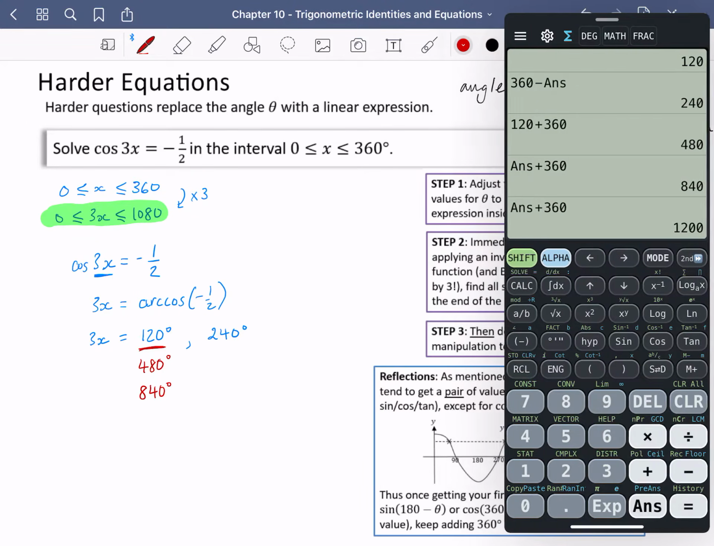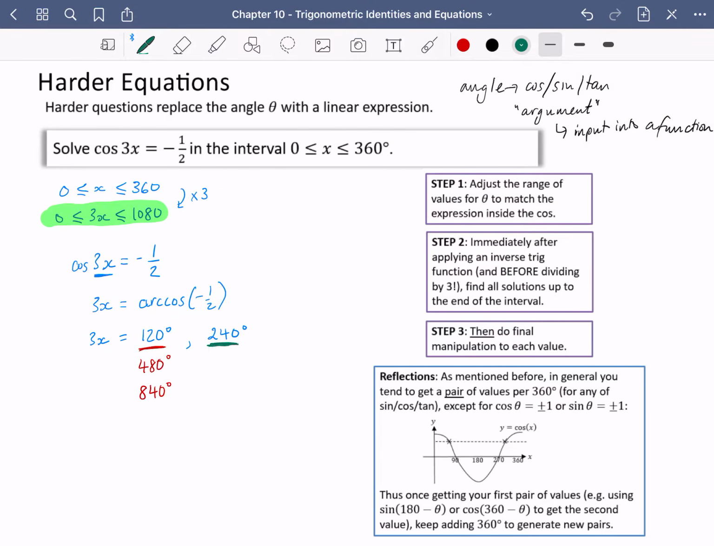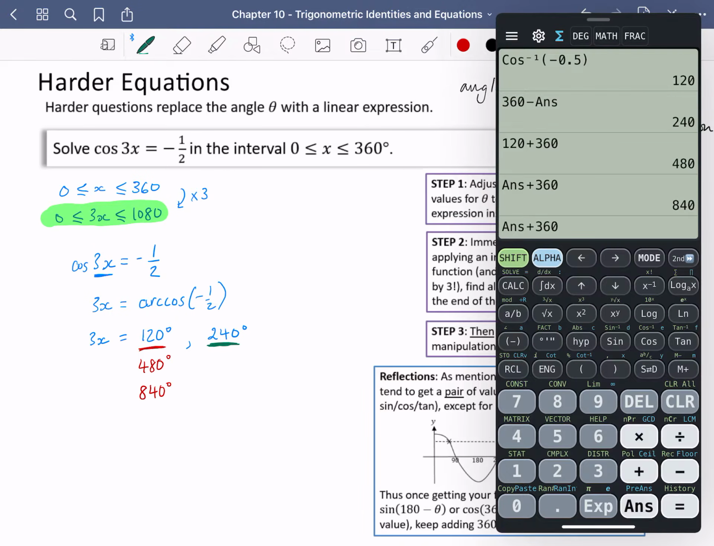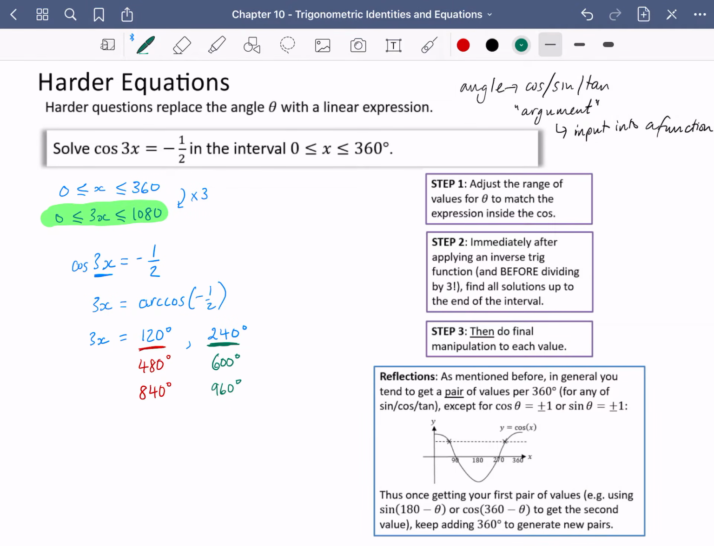For the other one, I'm going to switch over to a green color and do the same process of adding 360 degrees. So I've got my 240, add 360, and I get 600 degrees. If I add on another 360, I get 960 degrees. And if I go any further, adding 360, I'm clearly going to go over the top. So for the range that I have, I now have these 6 different answers. And it's going to make a bit more sense with what we've just done.